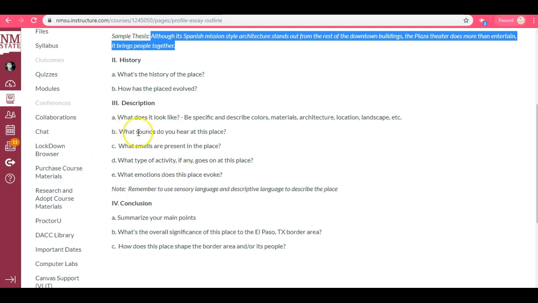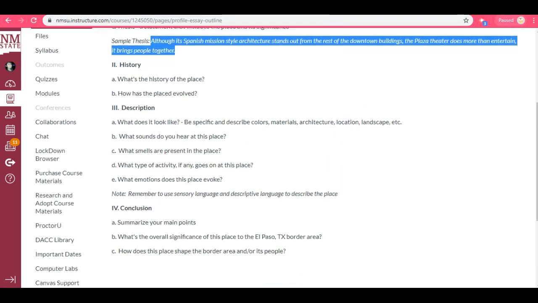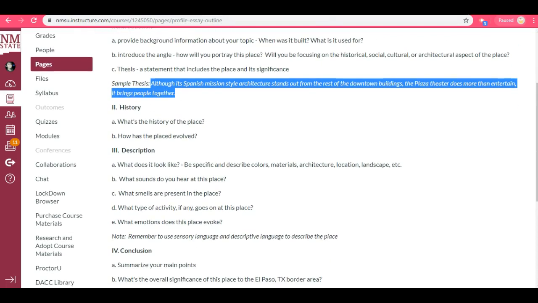So the description part will actually make up most of your essay. Now, one thing to keep in mind is that I have 4 parts here, but this doesn't mean that your essay needs to be 4 paragraphs. This is divided up into sections. So the introduction can be 1 paragraph. Depending on your topic, the history section could be 2 paragraphs if you need to. The description can be 3 paragraphs, and then the conclusion can be 1 paragraph.